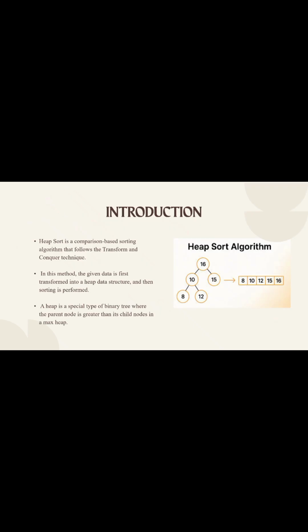So, heap sort is a comparison-based sorting algorithm. This means it sorts elements by comparing values with each other. The algorithm follows the transform and conquer technique. First step, we convert the given array into a heap data structure. Second step, we repeatedly remove the largest element from the heap and place it at the end of the array. A heap is a special type of binary tree where elements follow a specific order. In max heap, the parent node is always greater than its child nodes. Because of this property, the largest element always stays at the root, which makes sorting easier.